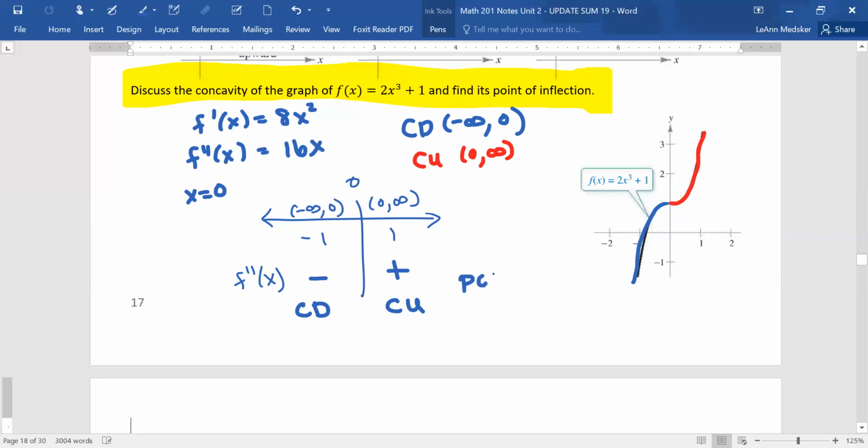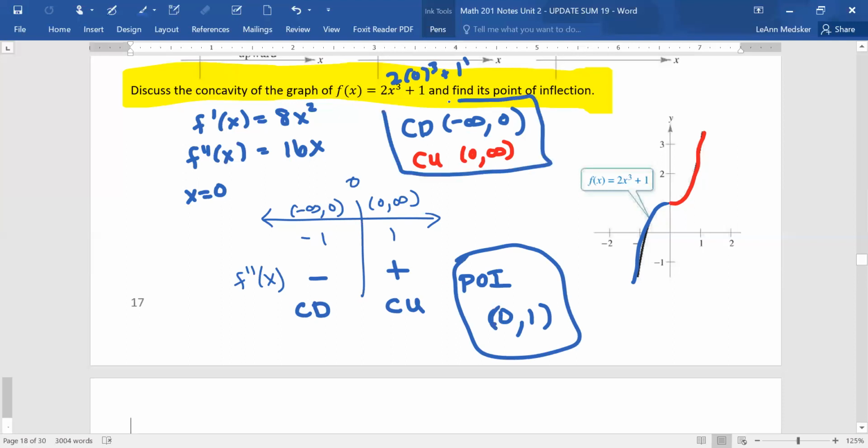So my point of inflection, POI is what we call it, happens at 0, and we would have to plug it into the original function to figure out the y value, which is positive 1, which we could see from the graph, but you won't always have the graph in front of you. So I just wanted to at least do one of these, that saves us a little bit of class time. All right, that's the end of this video.